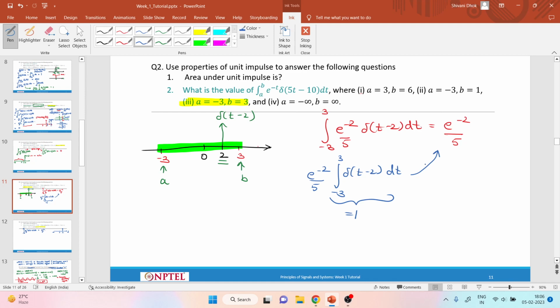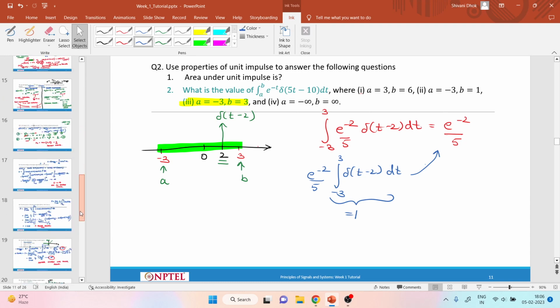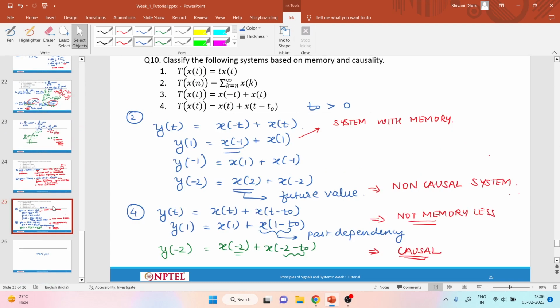Okay, so I am getting another question: if t naught is greater than 0, then why does y of t depend only on current inputs? Wait a minute. You are saying that if my t naught is greater than 0, then my y of t depends only on current inputs. No. See, look at this. My y of t is equal to x of t plus x of t minus t naught.